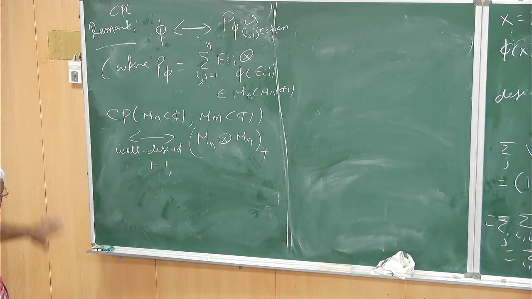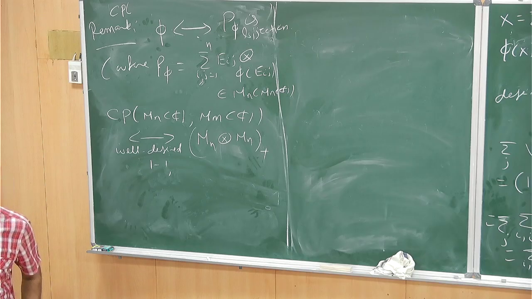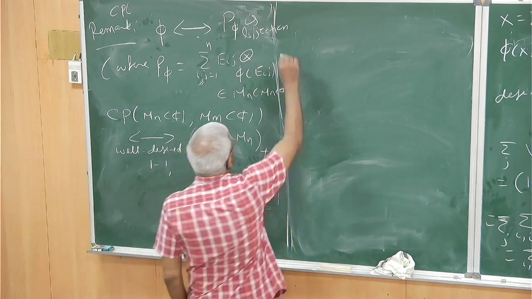So this P going to P phi is a bijection. So the completely positive map is determined by this positive matrix. That is number one.